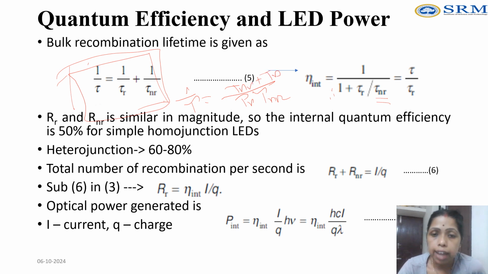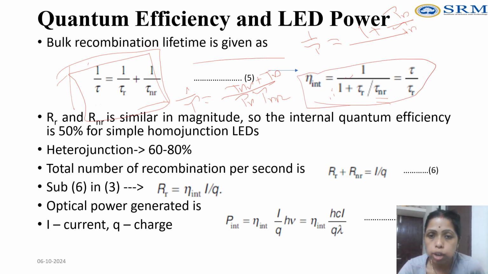Okay, and then if we replace the nr with this, if you common the nr, what will happen? So 1 by tau is equal to 1 by tau r plus 1 by tau nr, like that. So in this way you will get this equation. I'm not substituting this one. So if you interrelate this equation and this equation, you will get this one, tau by tau r. Internal efficiency will be tau by tau r, right?